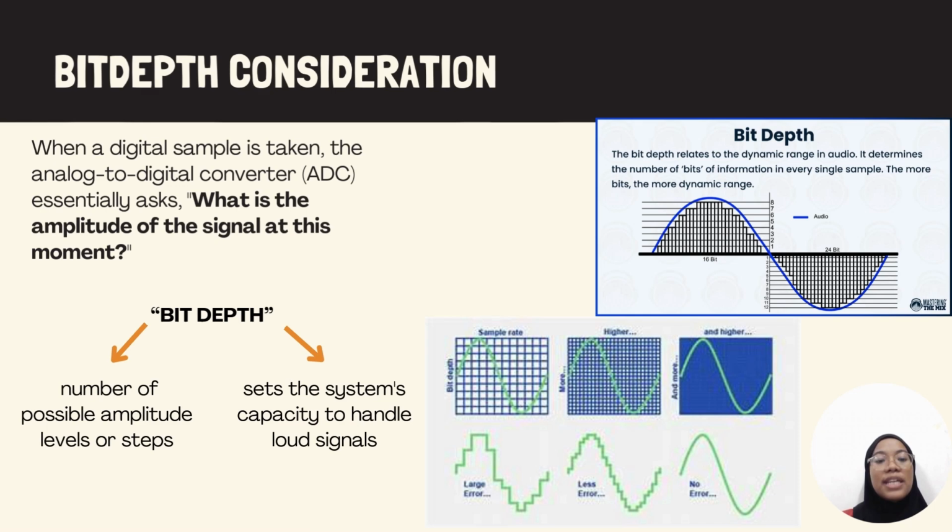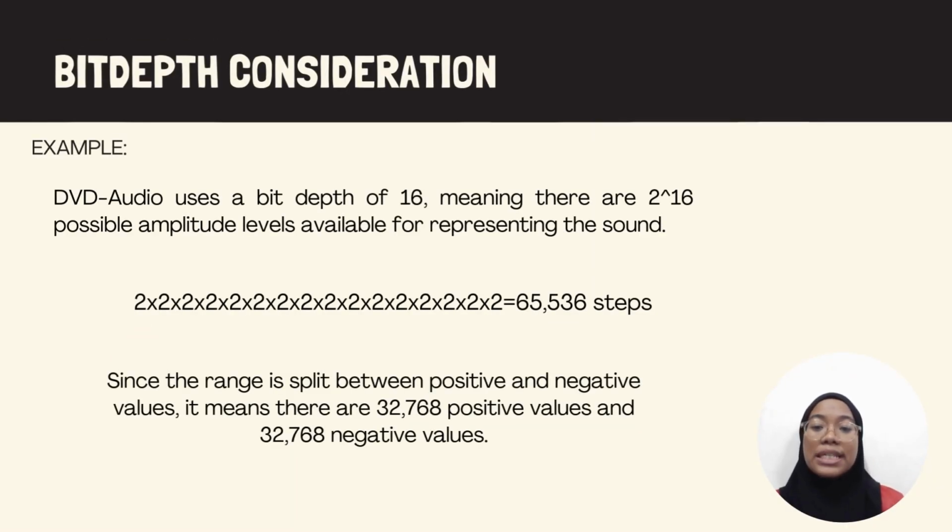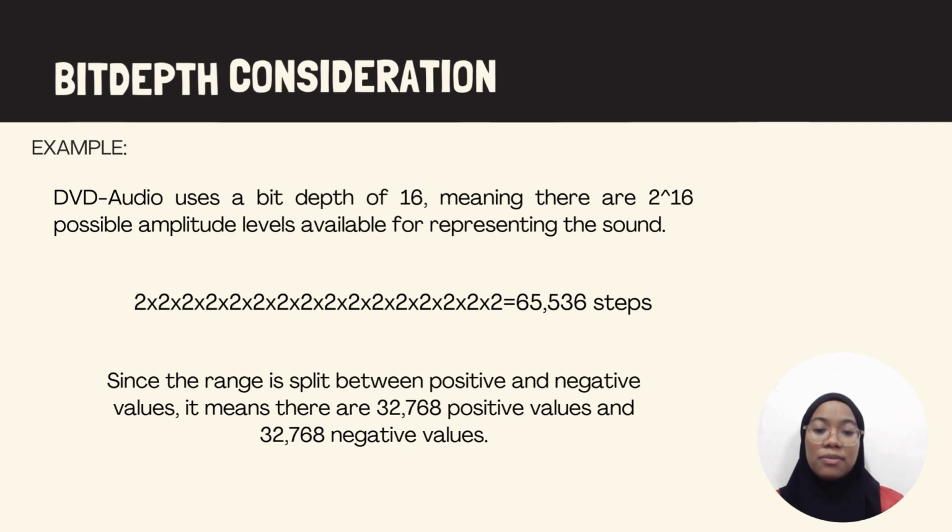Second, bit depth also sets the system's capacity to handle loud signals. Bit depth determines the system's dynamic range, the range between the softness and loudness of sound the system can accurately capture without distortion. For example, DVD audio uses a bit depth of 16, meaning there are 2 to the power 16 possible amplitude levels available for representing the sound. If we calculate 2 to the power 16, we get 65,536 steps. Since the range is split between positive and negative values, it means there are 32,768 positive values and negative values.